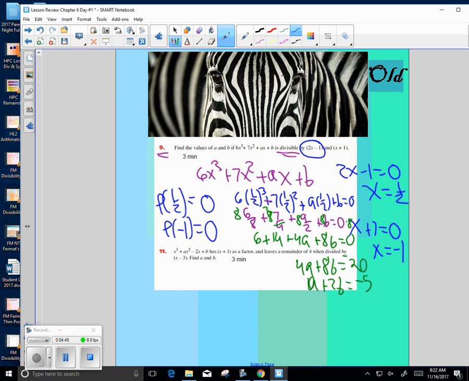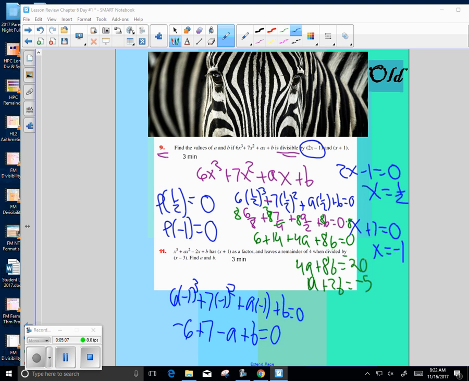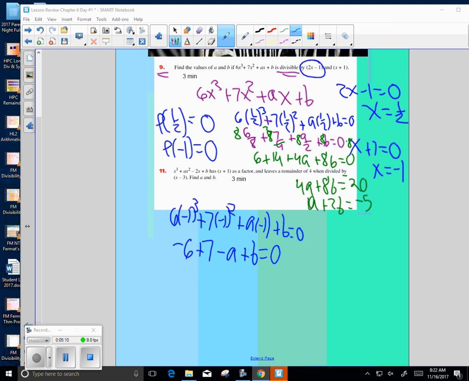Now we've got to do the other one. 6 times negative 1 cubed plus 7 times negative 1 squared plus a times negative 1 plus b equals 0. This is more friendly. This will be negative 6 plus 7 minus a plus b. So this is just going to be 7 minus 6 is 1. Let's move everything to the other side. A minus b equals 1. Okay, so I'm going to take, no, I like how it was. Negative a plus b equals negative 1. I'm going to keep that.